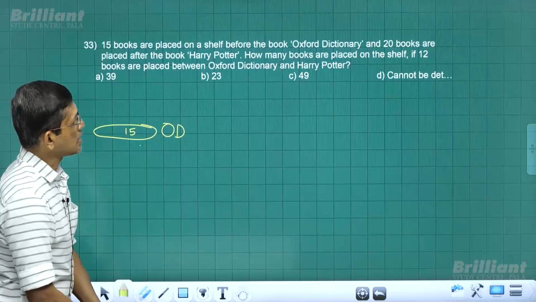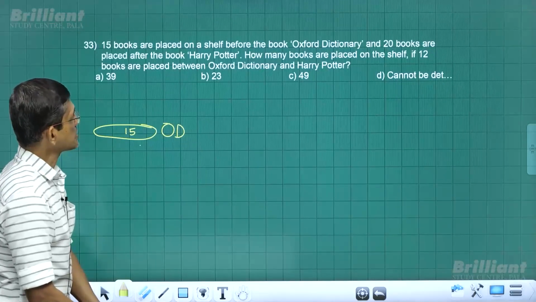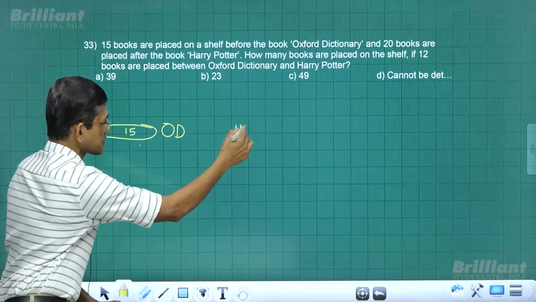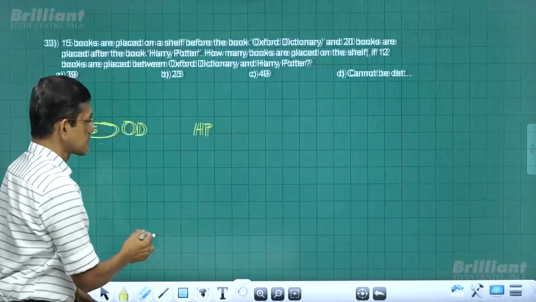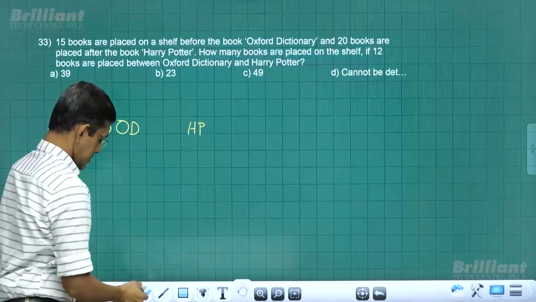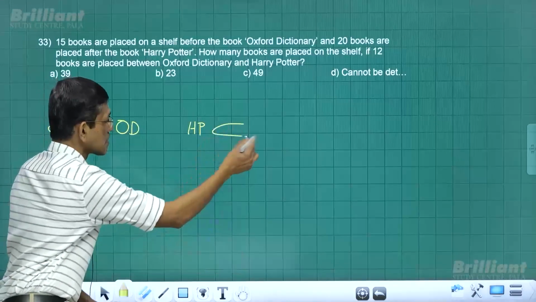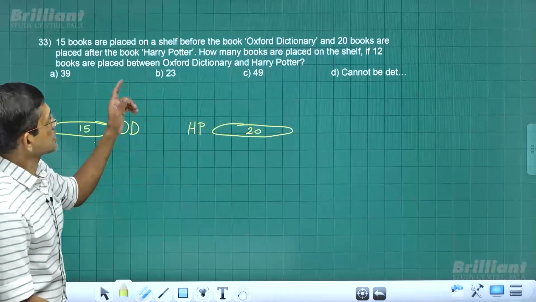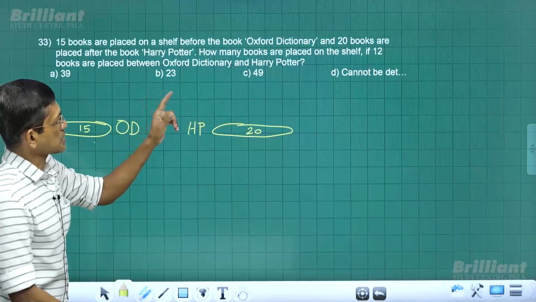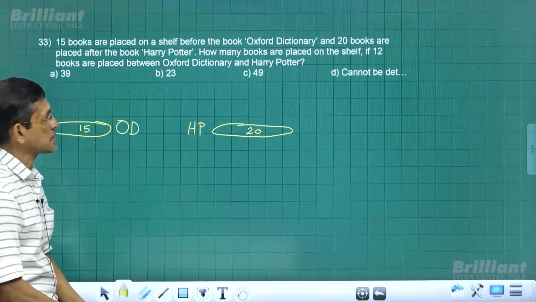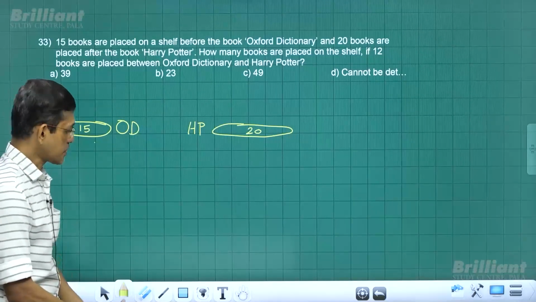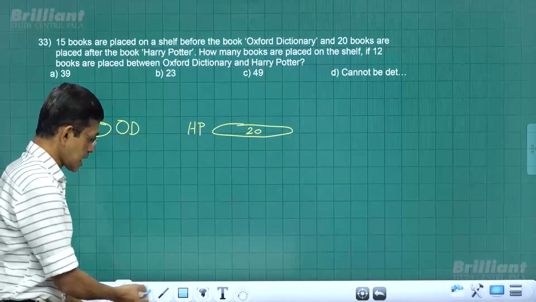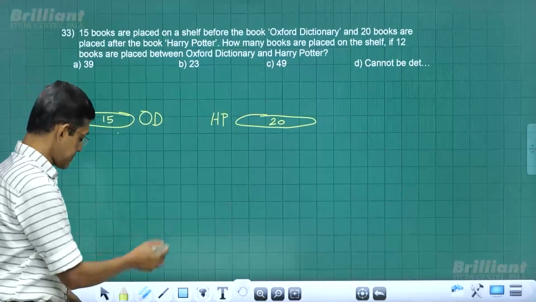Well, 20 books are placed after the book Harry Potter. After Harry Potter, we have 20 books. And the question is, how many books are placed on the shelf if 12 books are placed in between the Oxford Dictionary and the Harry Potter? 12 are placed in between. Okay, so let's take a look at that.